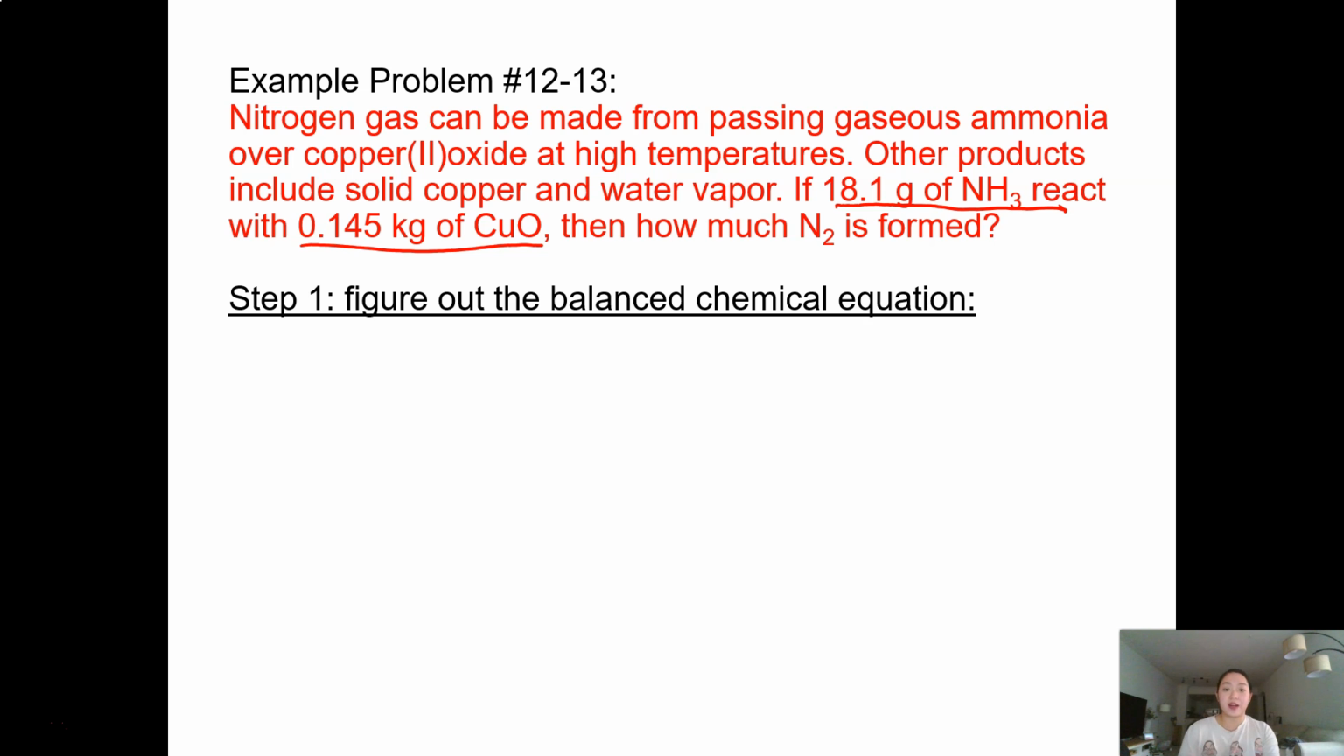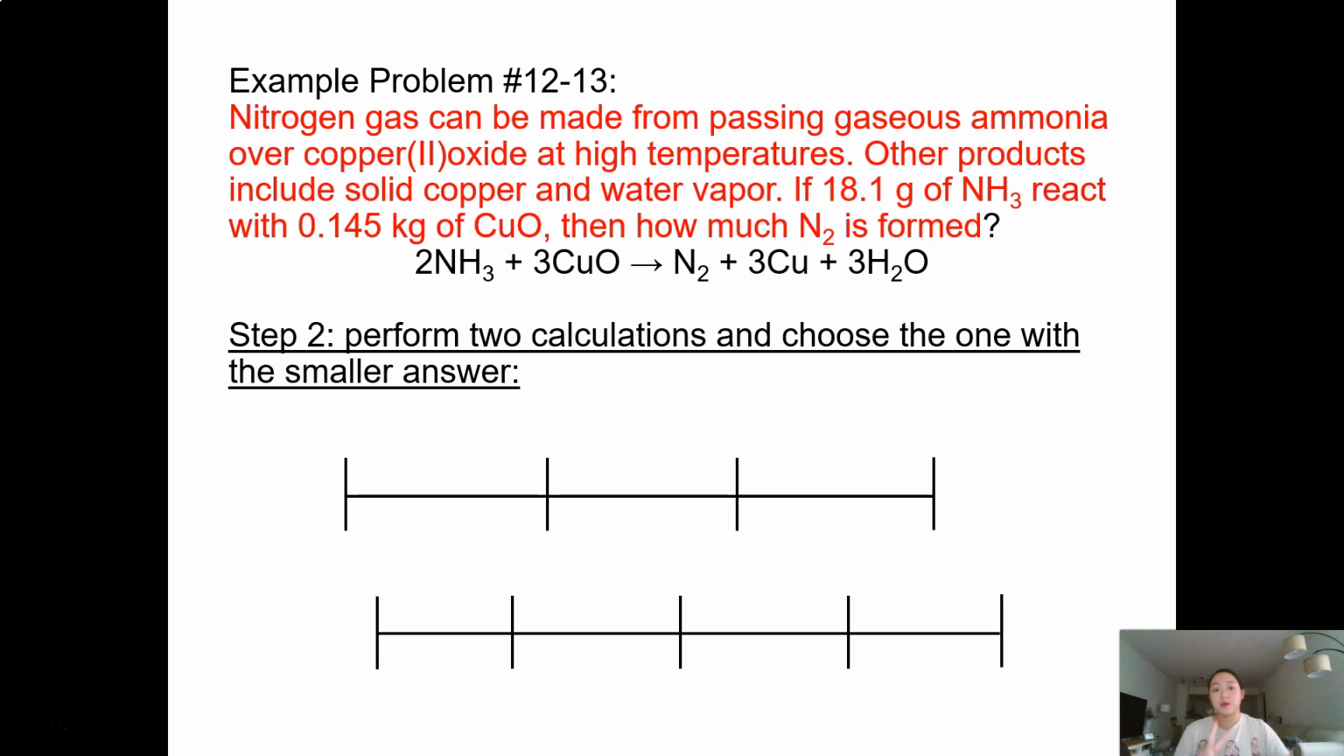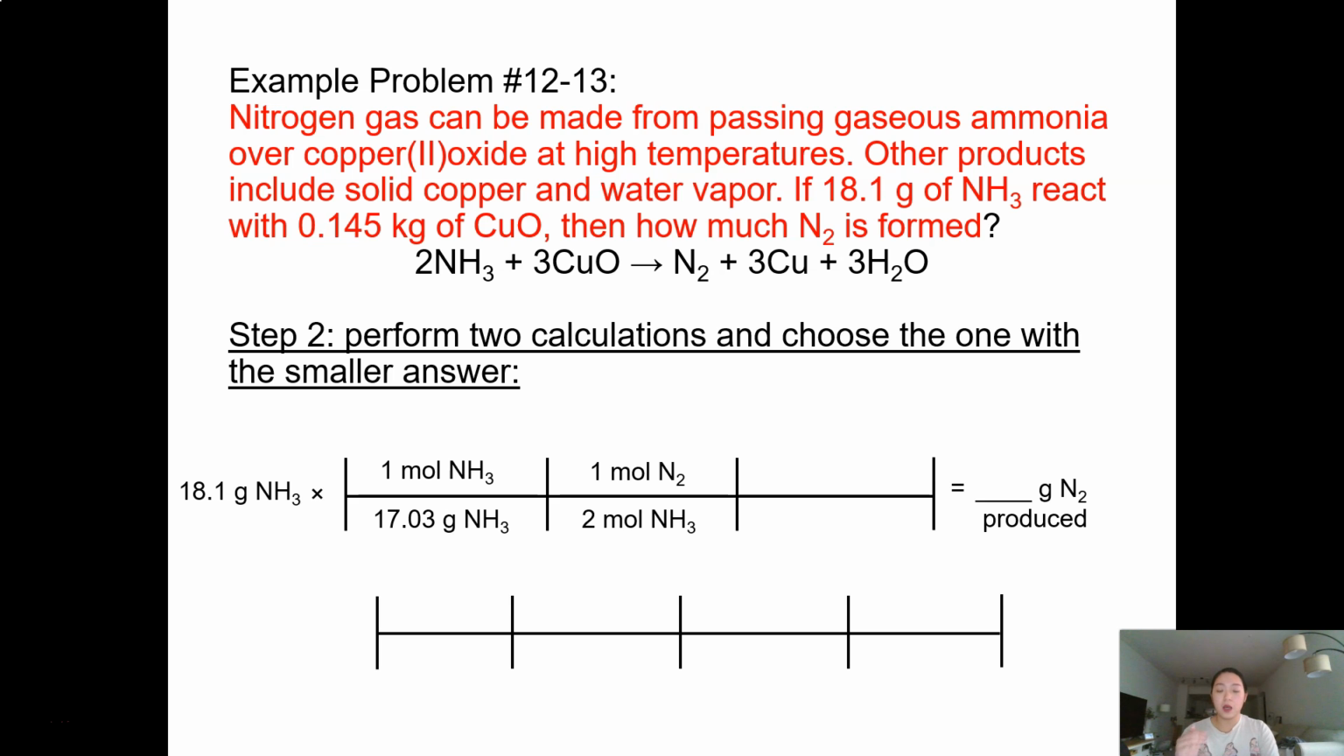First of all, we always have to figure out our balanced chemical equation, which is this. Then step number two is where you have to perform two calculations for each of these reactants and choose the one that has the smaller number. So for example, you start with 18.1 gram of ammonia, which is our first reactant. I want to find out how much nitrogen gas is produced if I were to use up the entire 18.1 gram of ammonia. And I do that by doing stoichiometry, going from gram to mole ammonia, going from mole ammonia to mole of nitrogen gas, going from mole of nitrogen gas to gram of nitrogen gas using the molar mass. And this is what I get.